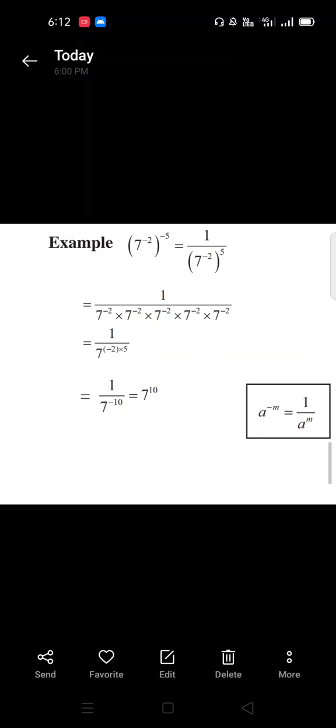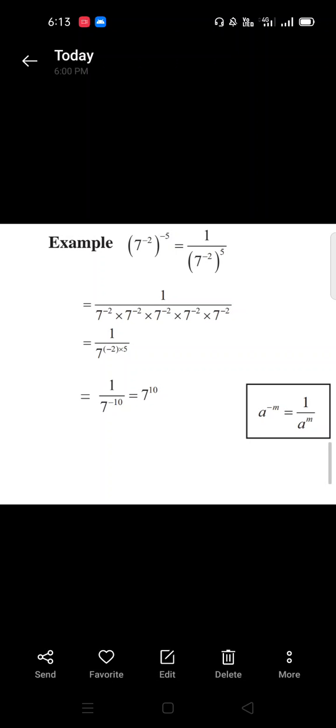As it is negative 5, you have to bring that down to the denominator. Clear? So, 1 upon 7 raised to minus 2 again raised to 5. That negative 5 becomes positive 5 when the whole thing comes down to the denominator part. Now, 7 raised to minus 2 is multiplied how many times? 5 times, because we have the outer bracket raised to power 5. So 1 upon 5 times multiplication of 7 raised to minus 2.